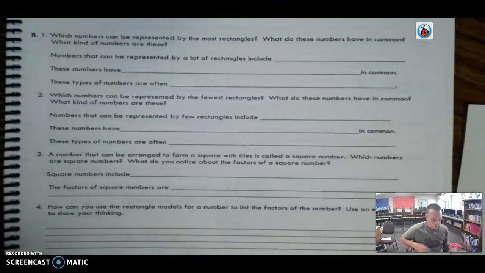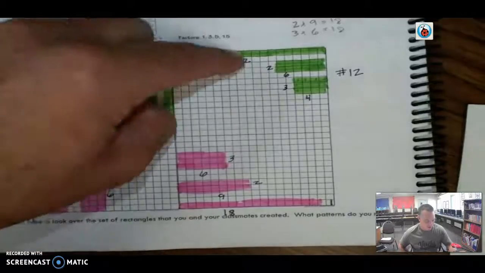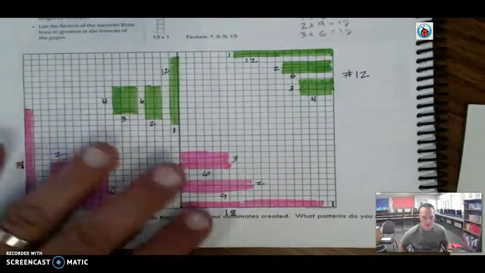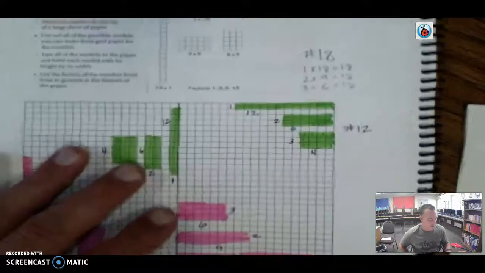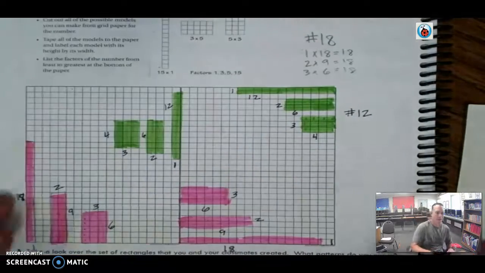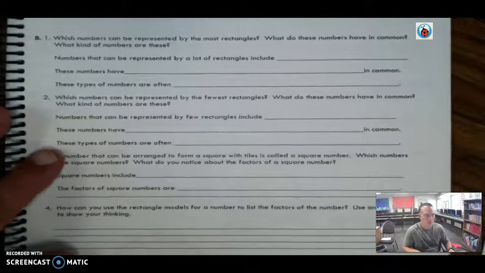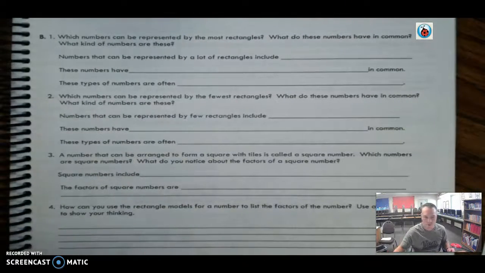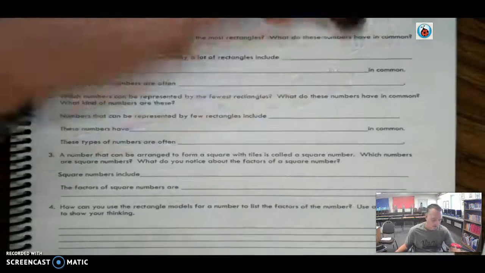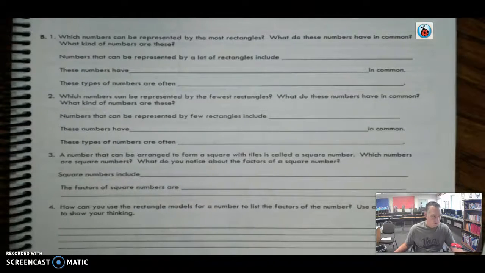Looking back, these only have 3 different rectangles that you could see. Are there any numbers 1 through 30 that may have more rectangles? Well, start thinking about the factors that make a number. Go back to the factor game. Which numbers had the most factors? Which ones got you the most points? Those are going to be the numbers that you write in here. So think about the numbers that have the most factors, and those are going to have the most rectangles.